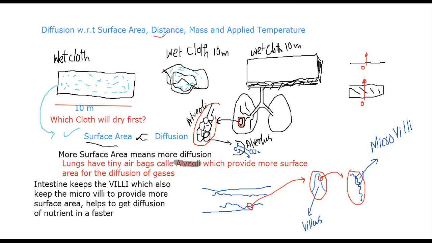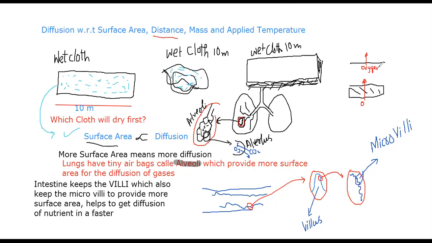So another factor of the rate of diffusion is less distance. If you have less distance, let's suppose you have a molecule of oxygen, and oxygen needs to diffuse out from that membrane.